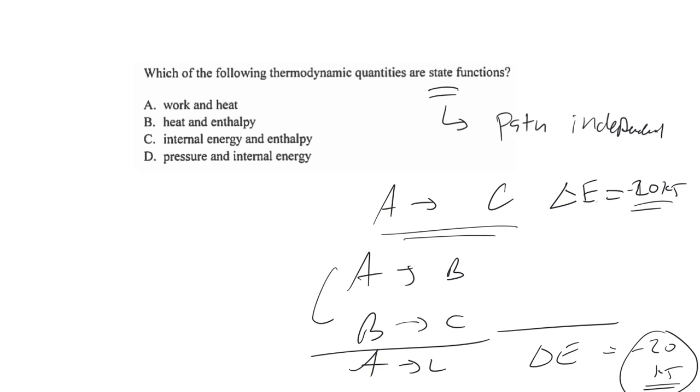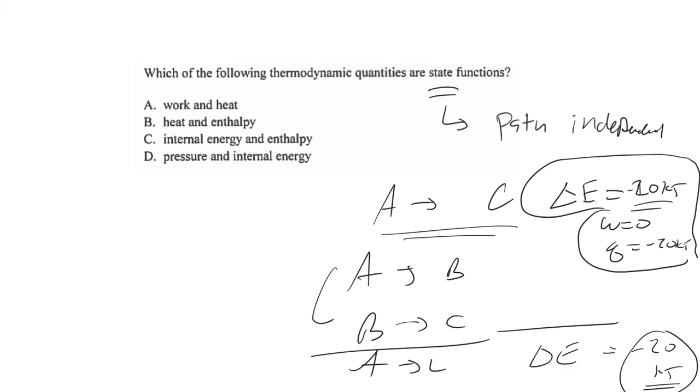Now, if you imagine, maybe when we carry A to C out, we carry it out in some sort of vessel where there's no work. So let's say W is equal to 0 in this case here, then Q is equal to minus 20 kJs if we carry out the reaction directly from A to C.